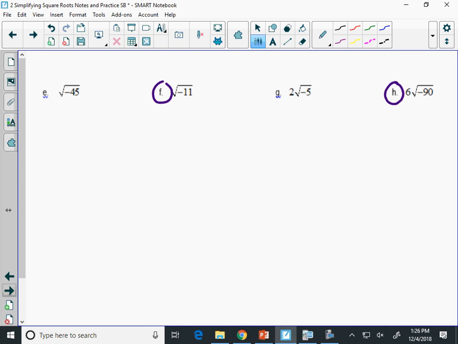Alright, so when I look at the square root of negative 11, first thing, I have a negative, so I pull out the square root of negative 1. Now I have square root of 11 left. Is there a perfect square that goes into 11? No. So I just have square root of negative 1 times square root of 11. And since radical 11 does not break down, what is the square root of negative 1? i. So I just stick i in front: i radical 11. That's the answer.